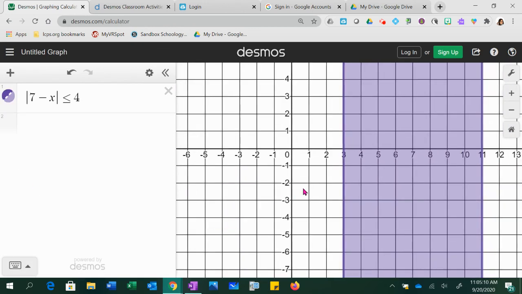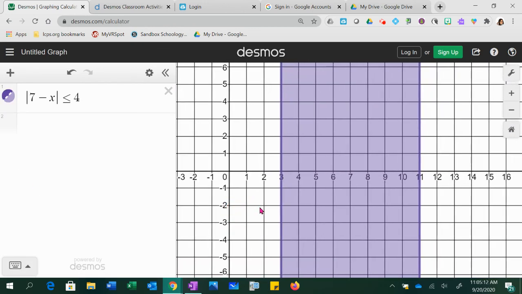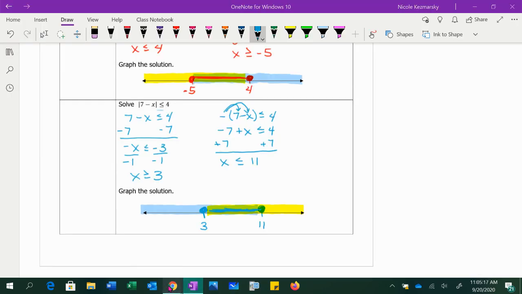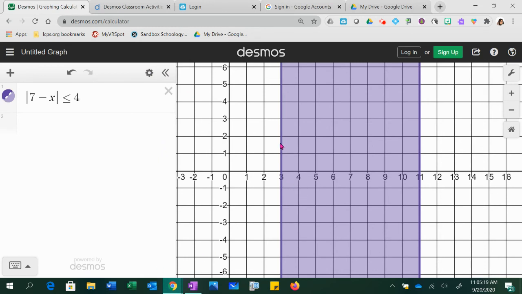So sure enough, if I scroll over here a little bit, I see 3 and 11, which is what we got when we did this problem, 3 and 11. Solid lines because we had or equal to, and the shading was in between.